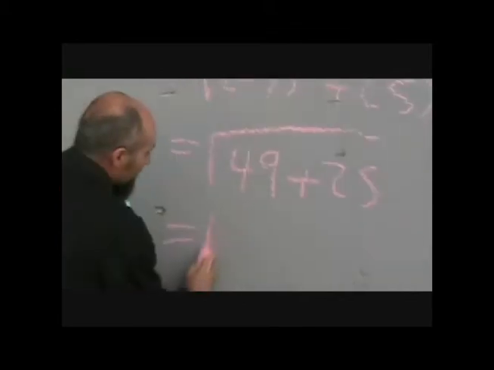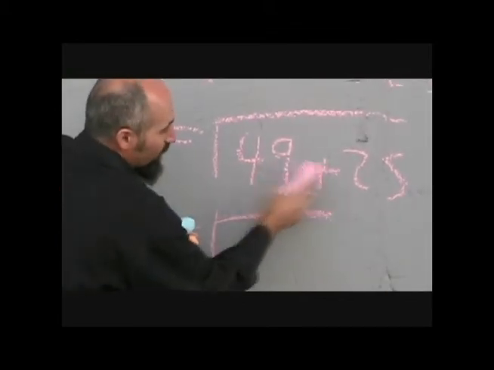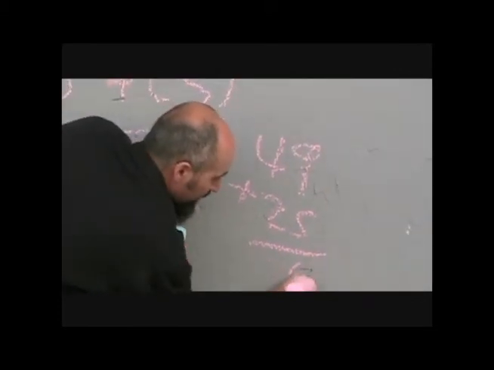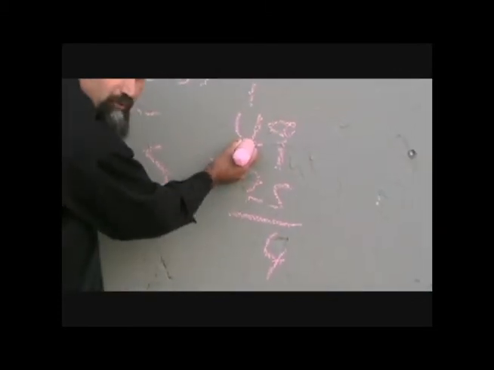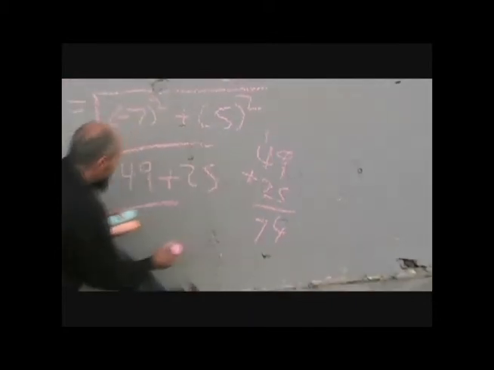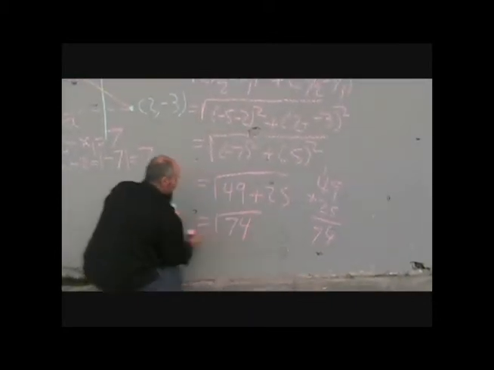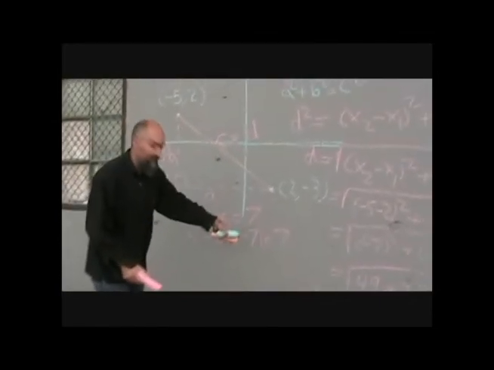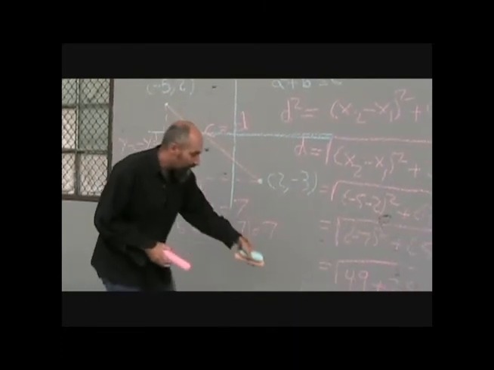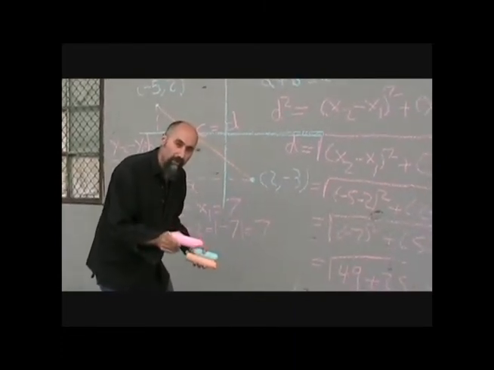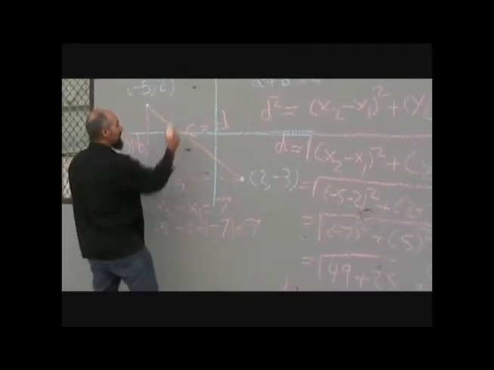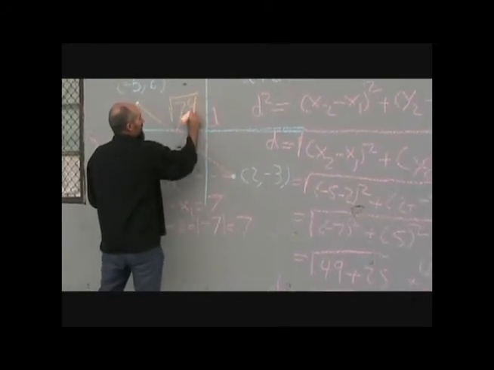So the distance is the square root of the sum. When you add these, 49 plus 25, 5 plus 9 is 14, you carry the 1, 2 plus 4 is 6, plus 1 is 7. So 74, the square root of 74. So the distance between these two points is the square root of 74. That's not a perfect square, so you use your calculator to figure out what that number is. The distance from here to here is the square root of 74.